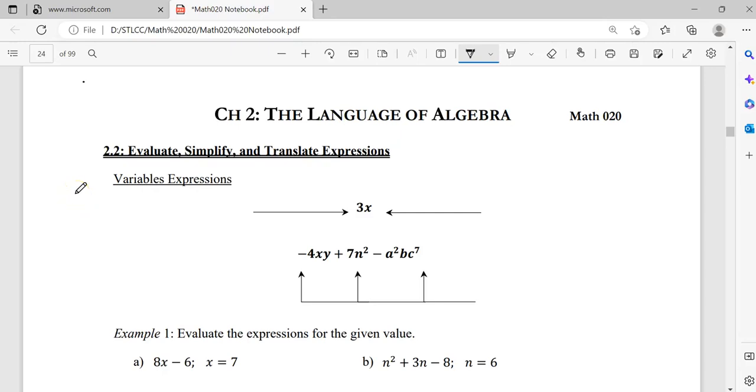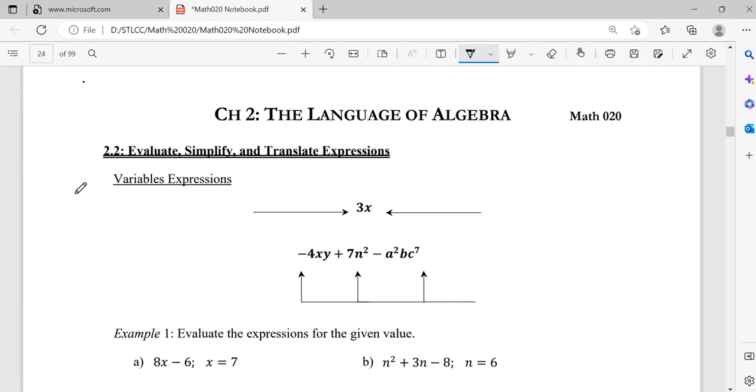This is lesson 2.2, Math 020 Pre-Algebra. In lesson 2.2, we are going to evaluate, simplify, and translate algebraic expressions. So we're going to start with the variable expressions.